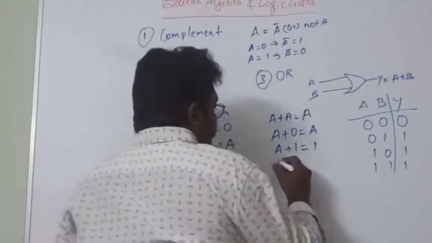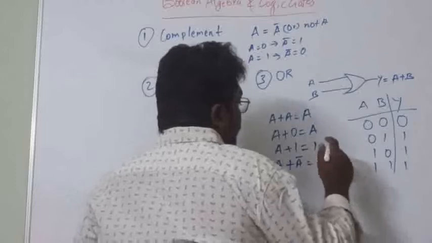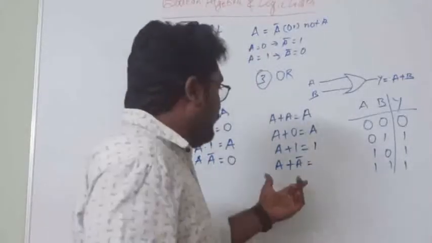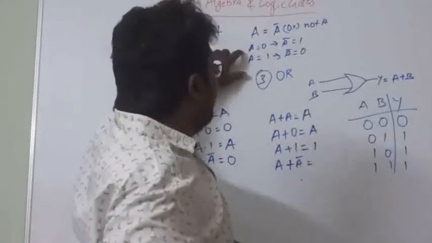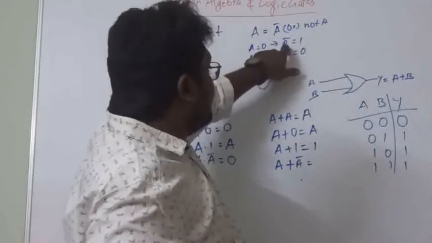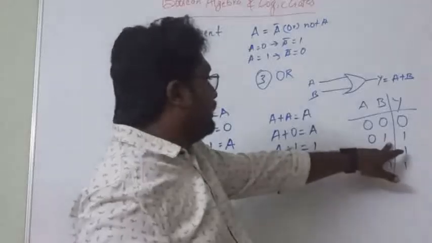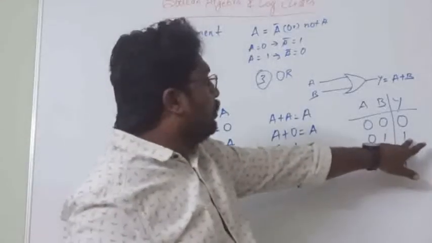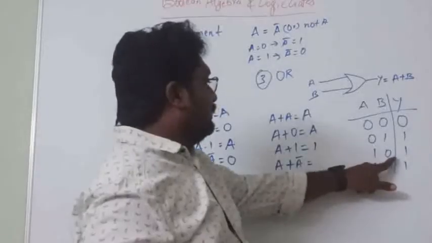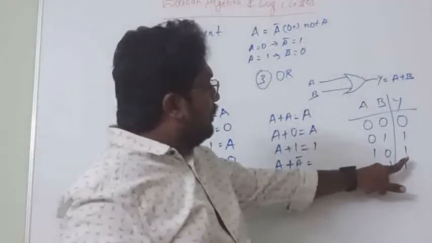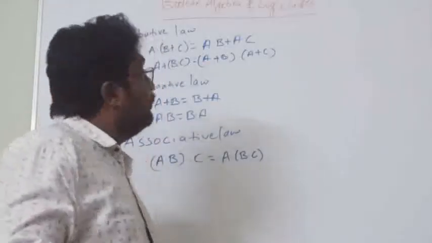So next one is A or A bar. Same here, A is equals to 0, A bar is equals to 1. So A is equals to 0, A bar will become 1, then the output is 1. If we are taking A is equals to 1, then A bar will become 0 and the output will also become 1. The next rule is the distributive law.